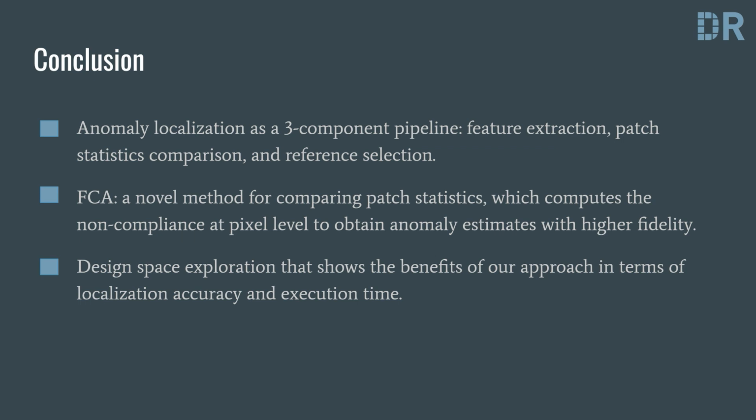To summarize, our contributions are as follows. We introduced a conceptual framework for detecting anomalies in textures consisting of 3 components: feature extraction, patch statistics comparison, and reference selection. We propose a novel method for comparing patch statistics with higher fidelity, which we name FCA. And finally, we thoroughly explore the design space, highlighting the importance of each component of the pipeline.